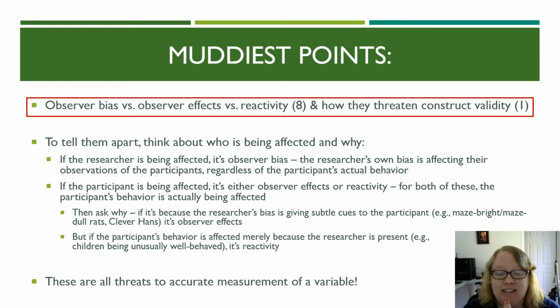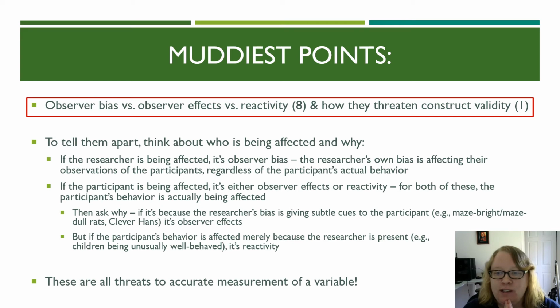So being reactive to what's going on, being reactive to the presence of the researcher. Now, I know these three terms can be easy to mix up. The way to really keep them straight is to think about who's being affected and why they're being affected, and honestly just to practice them. Like making flashcards, right, and testing yourself, because the terminology is so similar on these. You might want to do some memorization to help you remember what's what.